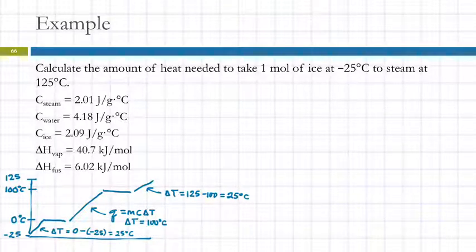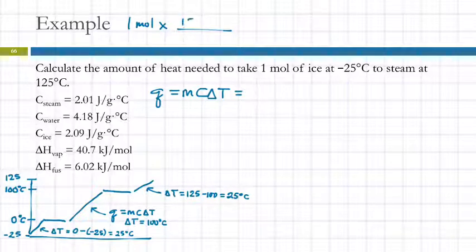So we have 1 mole of ice. This first transition is Q equals MC delta T. We figured out what delta T was. What's the mass of this ice? Well, 1 mole of water, right? And we can calculate the molar mass of water. So it's 18.016 grams of water.